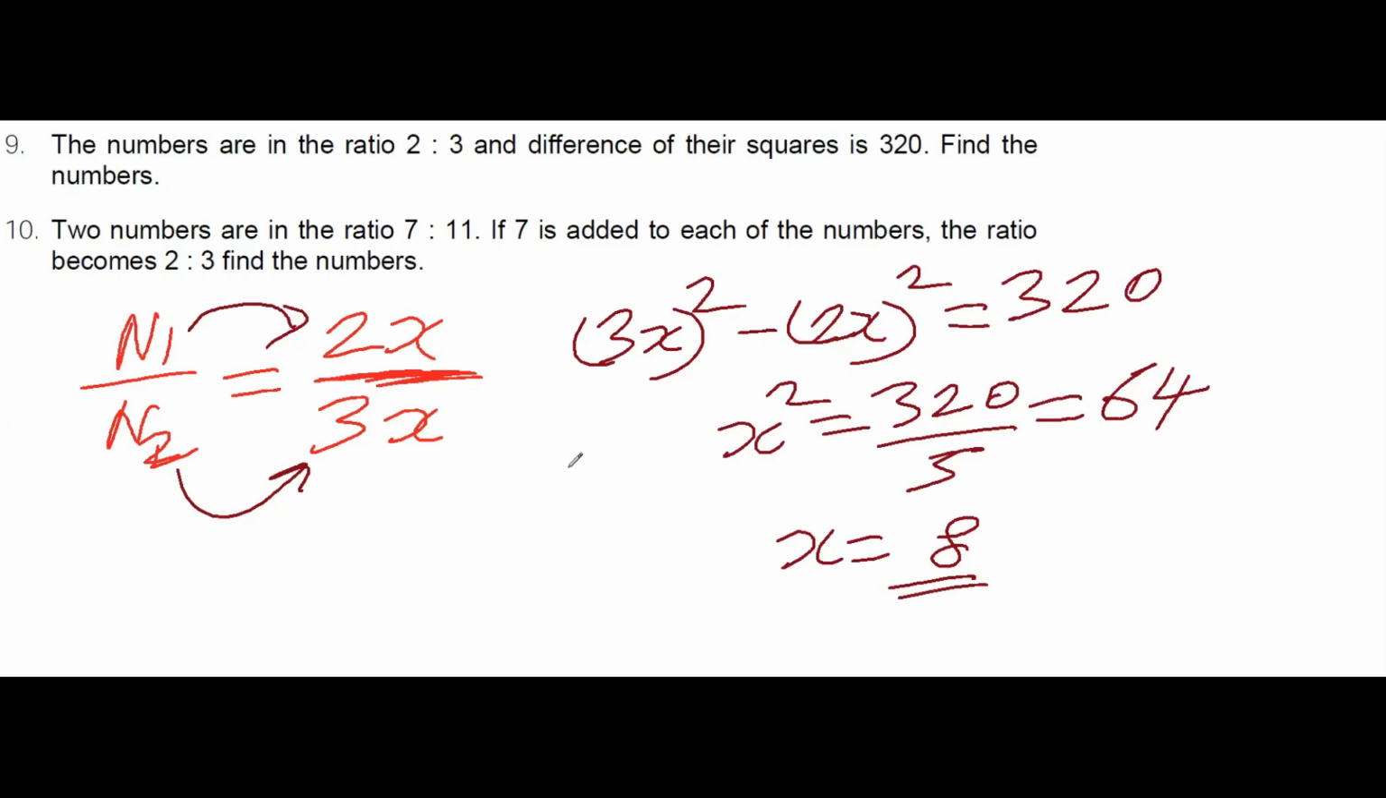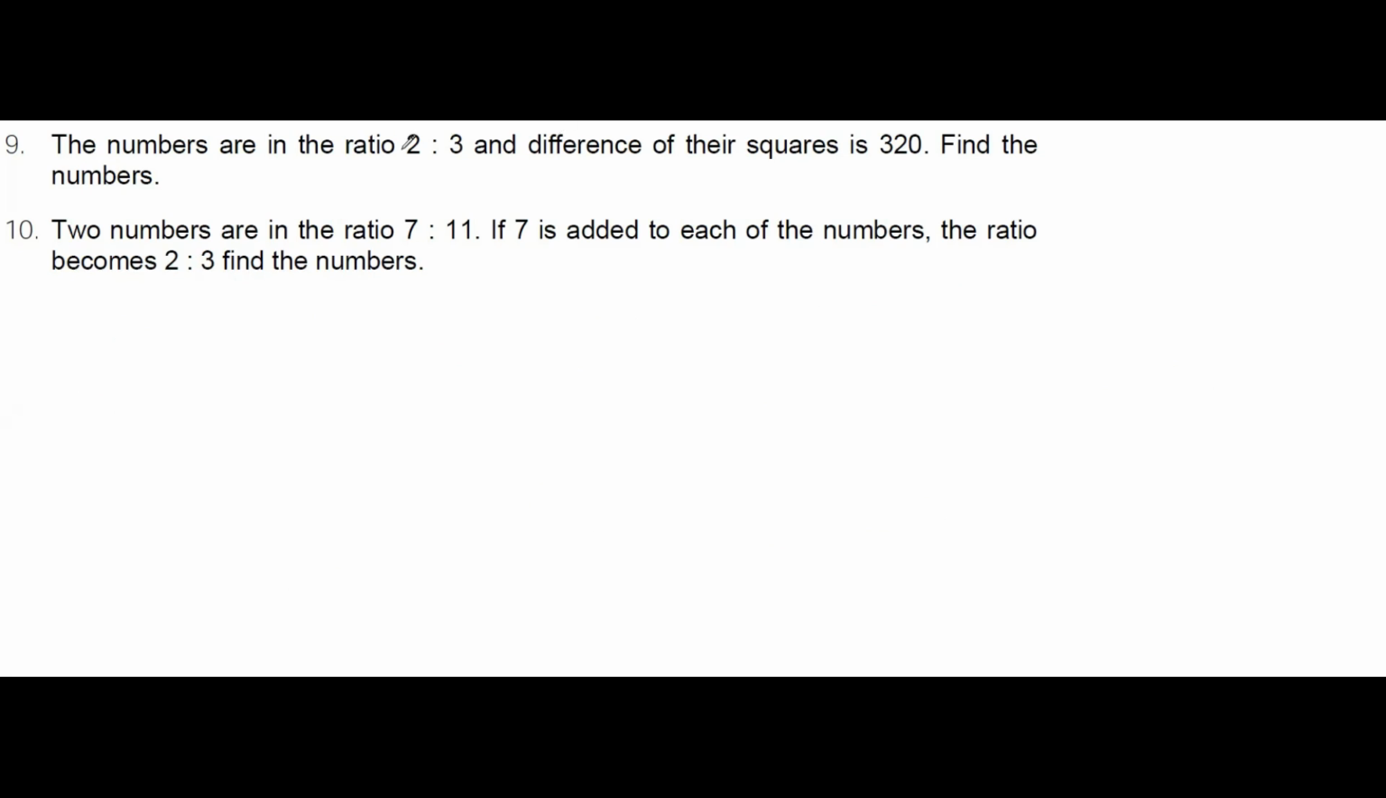Now find the numbers. So the numbers will be 2 into 8, which comes to 16, and 3 into 8, which comes to 24. So 16 and 24 is the correct answer. The numbers are 16 and 24. Got it? So here it says the two numbers are in the ratio 7 is to 11.